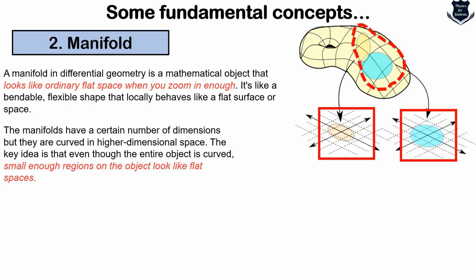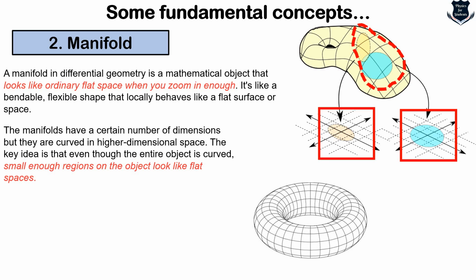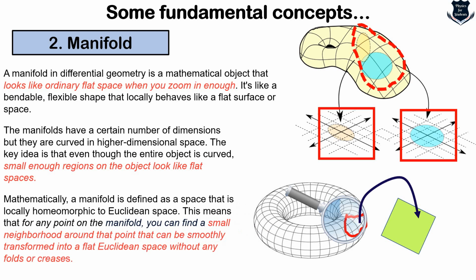What is a manifold? What is not a manifold? So the key idea is that even though the entire object is curved, small enough regions look like a flat surface. So when you zoom in on a torus, say for example this one, it would look like a flat surface. So how do we define it mathematically?